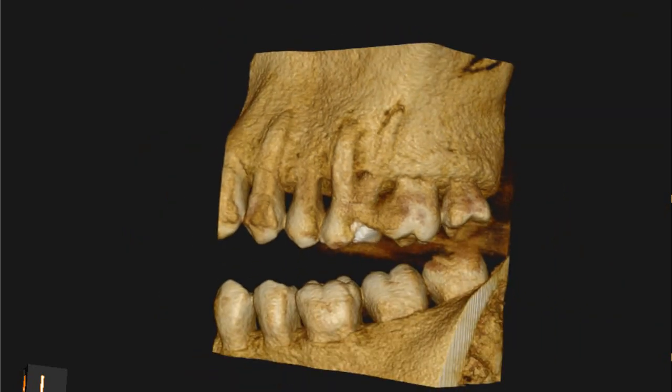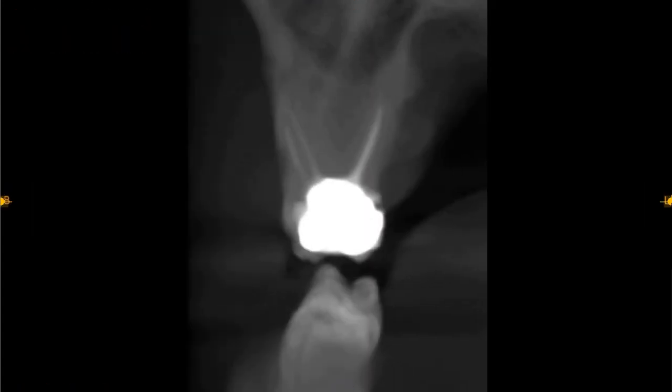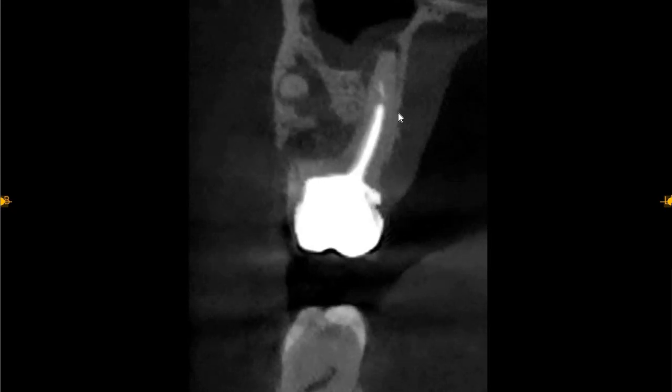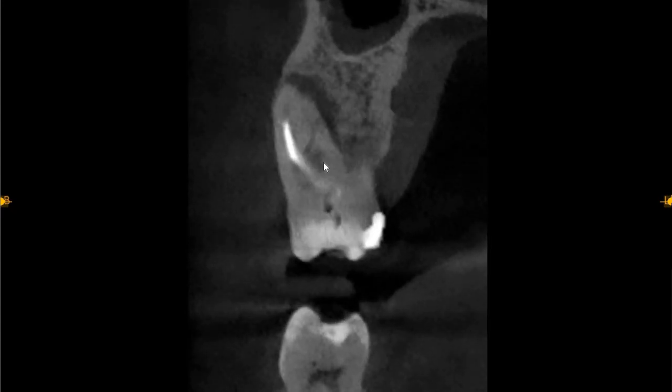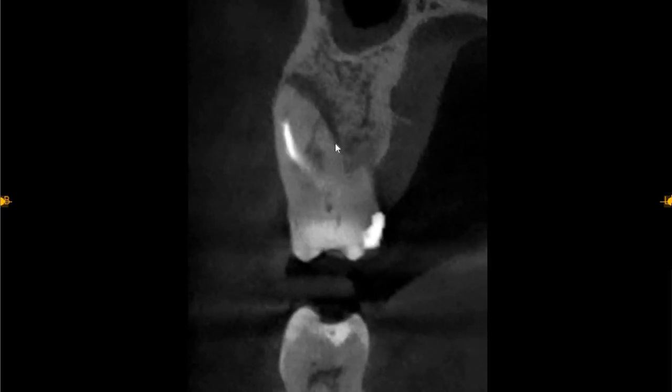Looking at the transaxial view. This is the transaxial view of the patient. Here we go. On the transaxial view, we can clearly see that this patient has had a root canal treatment done. Root canal treatment done on the mesiobuccal root is clearly visible here. This is the root canal treatment done. It is short of the apex.